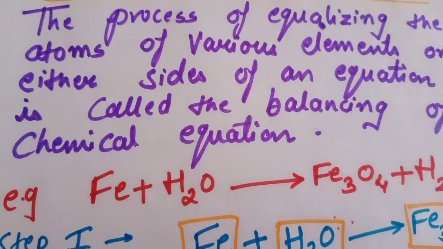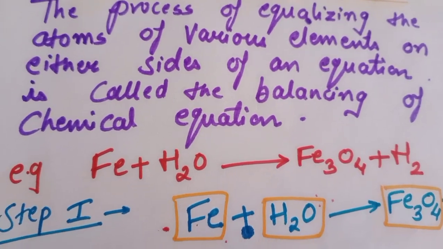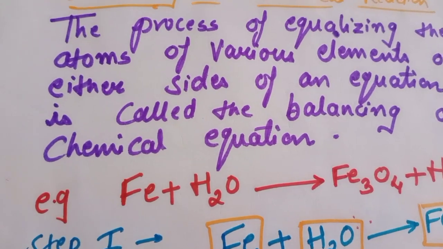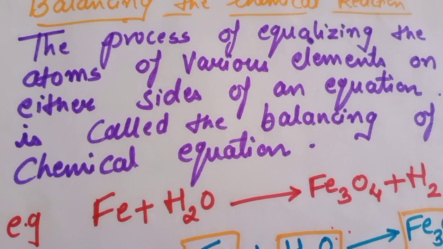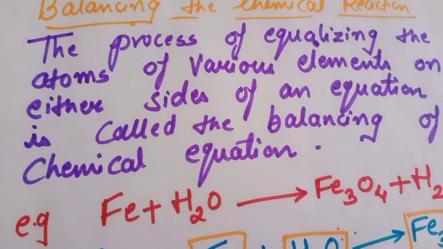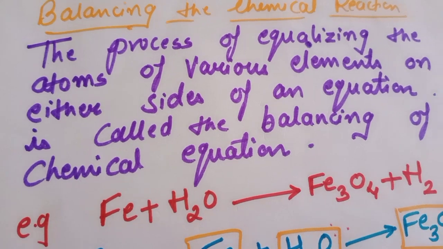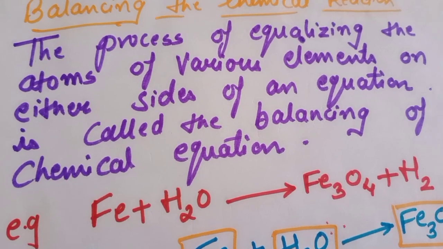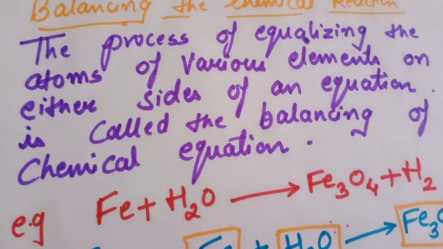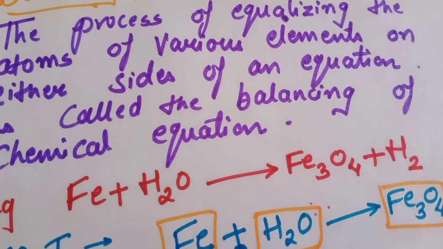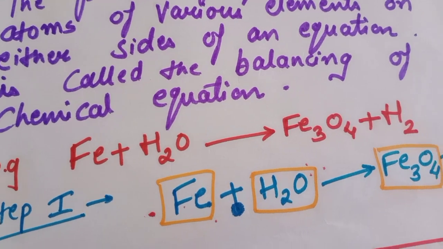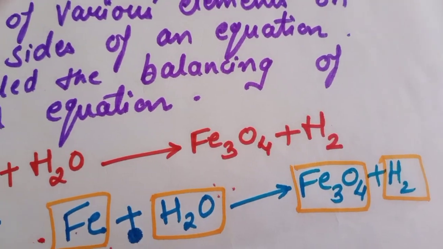Let us start. I hope you are writing the reaction. So this is the reaction. Please note down, dear students. The first example we are going to take: when iron reacts with water, it gives Fe3O4 and hydrogen. So step one. What is the first step? Let us see.